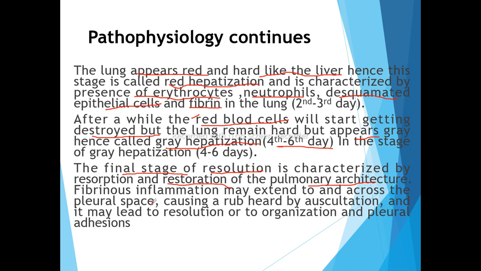Okay, so fibrinous inflammation may extend to or across the pleural space. So there will be extension of inflammation across the pleural space. Okay, but at the end, this is the final stage. It is a stage of resolution. The lung will get back to its normal architecture. So those are the stages of the pathophysiology for lobar pneumonia.